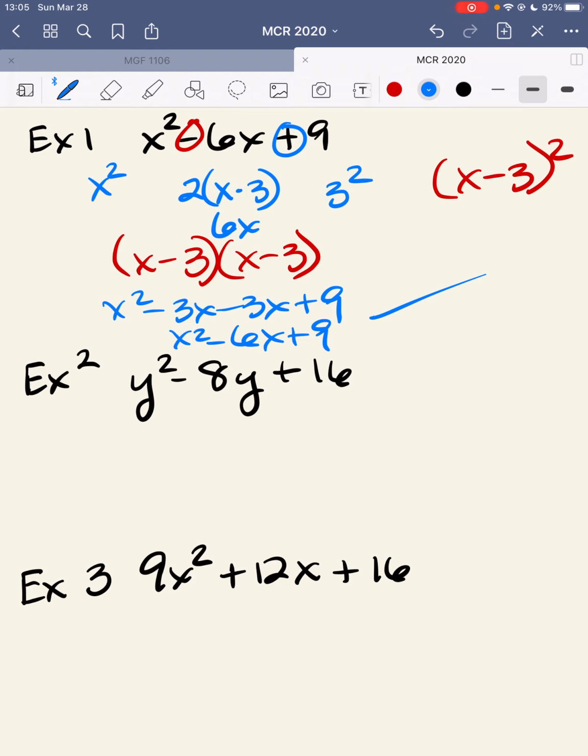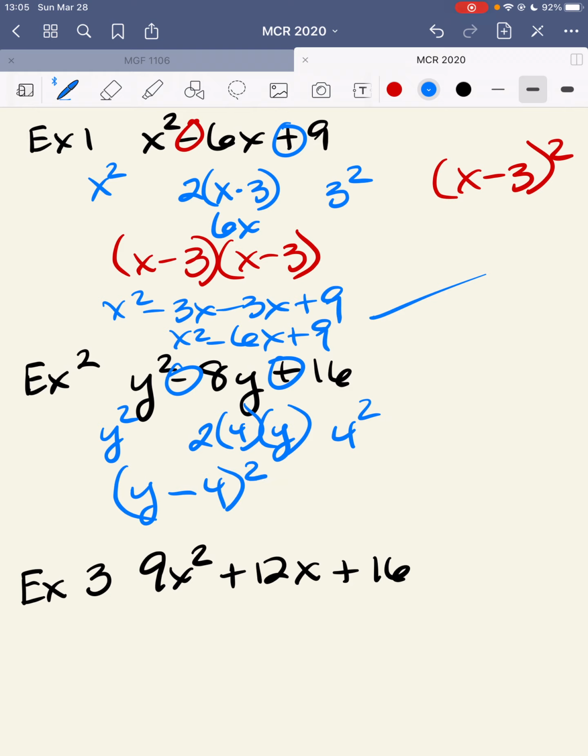All right, so let's look at example 2. The front is a perfect square here. It is y squared. 16 is a perfect square. It's 4 squared. And is the middle 2 times the square roots of the front and the back? Yes, it is. Okay, so our signs are the same. They're both minus. So I have y minus 4 squared. Now I'll go ahead and invite you to foil it and check it out.